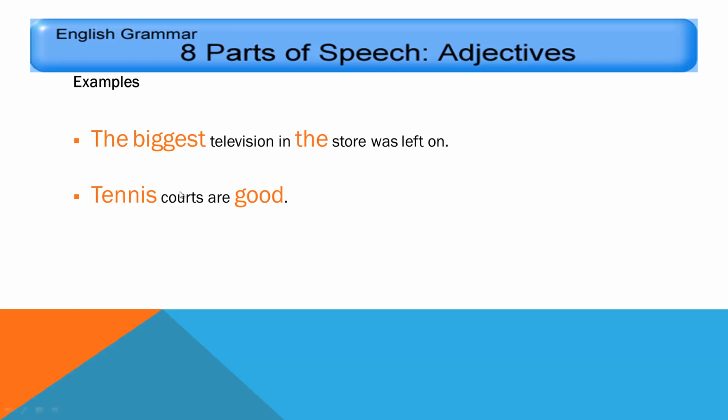Tennis courts are good. Here you've got the adjective tennis for courts, so it's telling you which kind of courts. Again, if I was to look at the word tennis all by itself, I might say, yeah, tennis is a game. I'm going to call that a noun. But in context, in this sentence, it's clearly an adjective because it's telling you which kind of courts. Good is also an adjective because it's telling you how those courts are. They are good courts. So even though it came after the noun courts, it's still functioning to tell you something about the word courts.